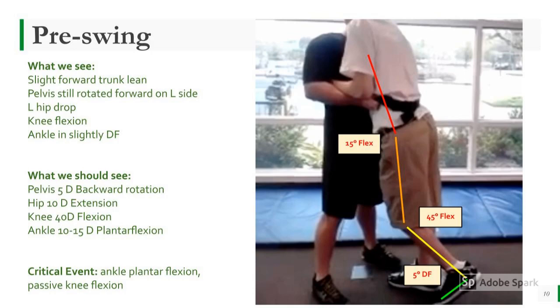passively. As you can see in the picture above, our patient still has a forward trunk lean to his posture, and again returns into hip flexion. He does have sufficient knee flexion for this phase in order to achieve the critical event. And lastly, as you can see, he does not achieve sufficient ankle plantar flexion because he is still in dorsiflexion.